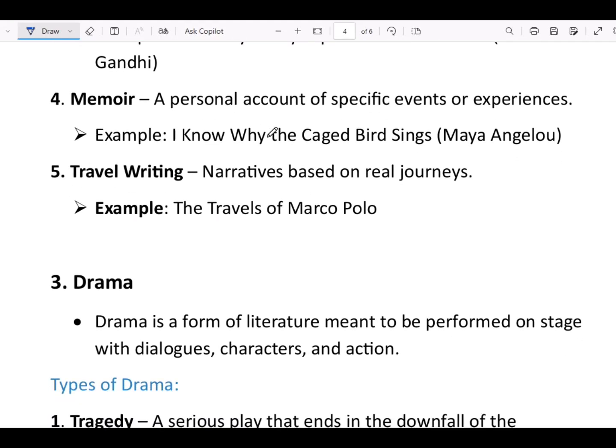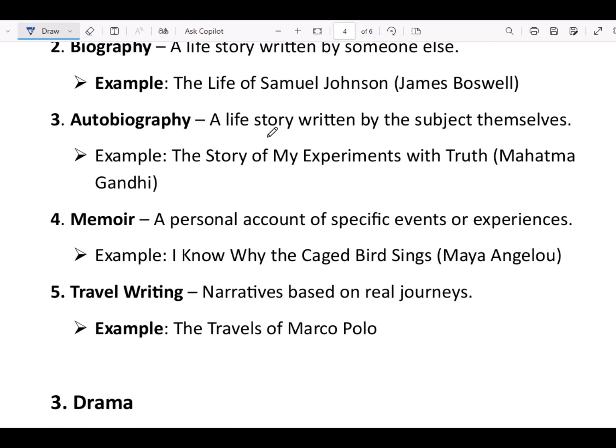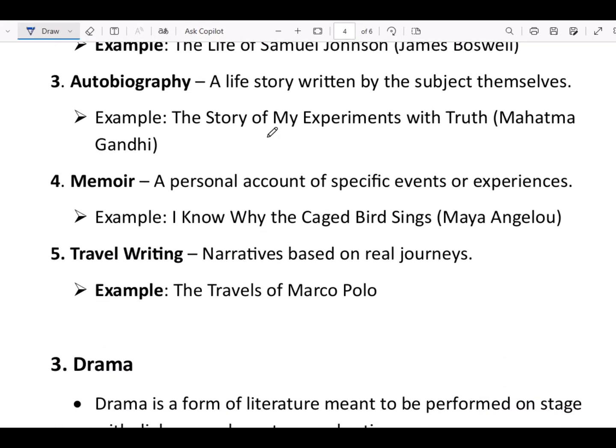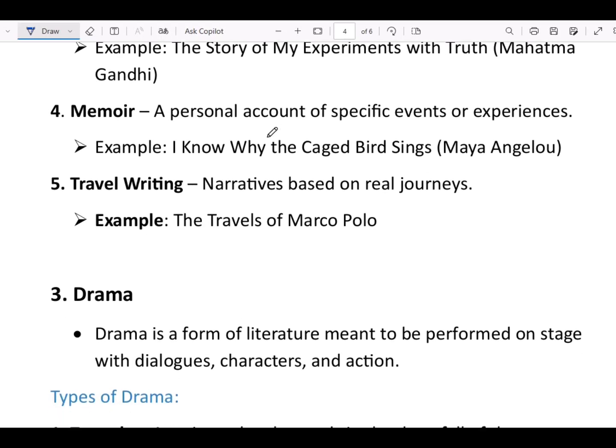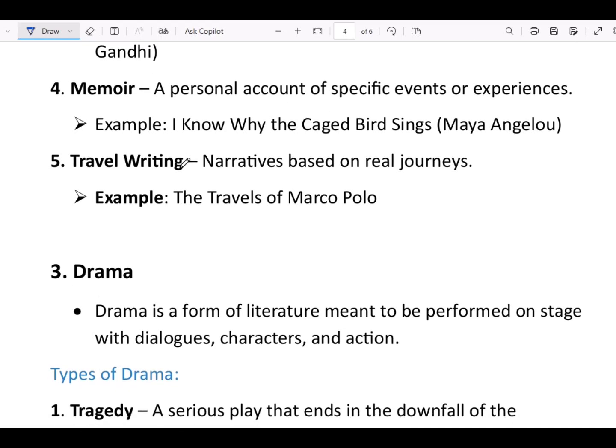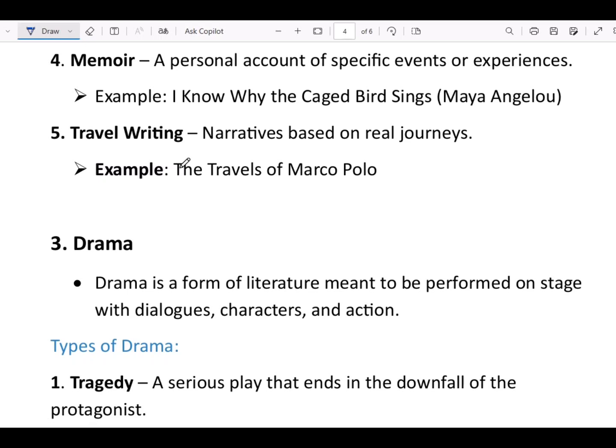Now there is memoir. A memoir is a personal account of specific events or experiences. It is somewhat similar to autobiography, but in autobiography the person includes whatever happens in his life. But in a memoir, it is a personal account of some specific events or experiences that the person faces. For example, I Know Why the Caged Bird Sings by Maya Angelou was one of the greatest memoirs of all time. Now there is travel writing.